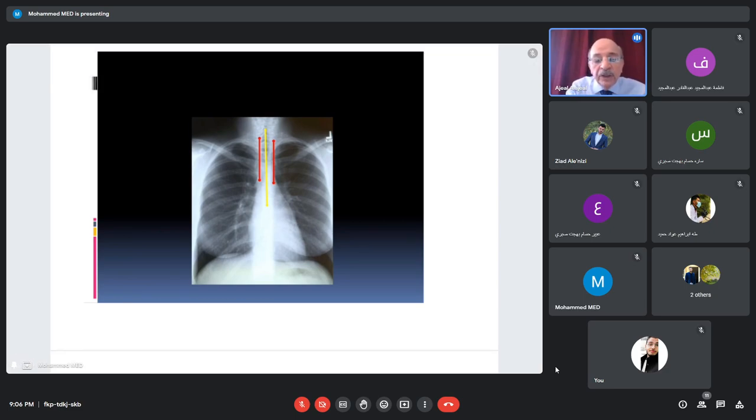And how can we tell that the chest X-ray is central? By looking at the heads of the clavicles. You see the red lines here represent the heads of the clavicles on the right and on the left, and the sternum in the middle, this is the yellow line. So the heads of the clavicles should be at an equal distance from the midline. So exposure on this film is good. Next slide, please.